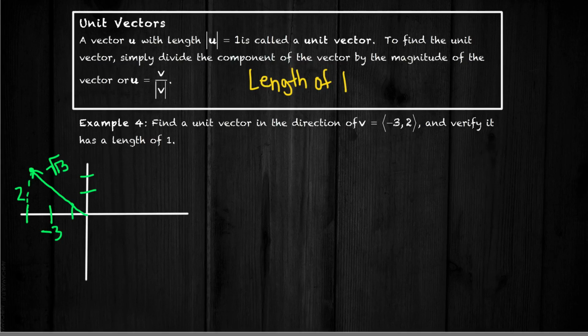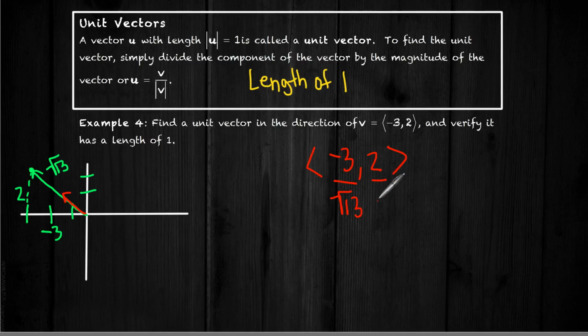So what we want to find is a new vector that is going in the same direction but has a length of 1 and not root 13. So all you do is you take the components of this vector, so -3 and 2, and all you do is you divide them by the magnitude.